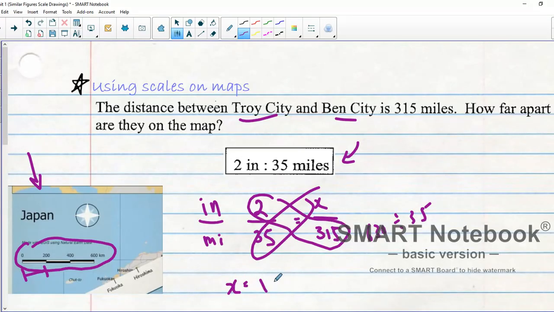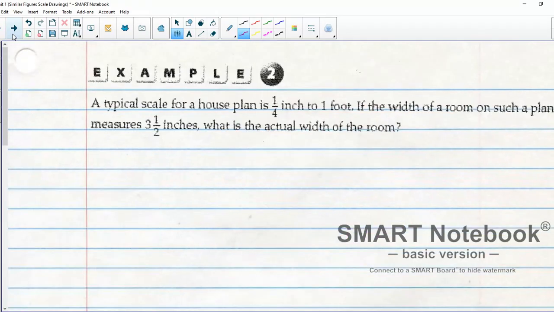So on the map itself, they will be 18 what apart? Inches or miles? Yeah, inches, right? Because the map is not going to be 18 miles long, so it has to be inches. All right, is there a question for you here? Okay, one last question. Try this one on your own. So press pause right now.